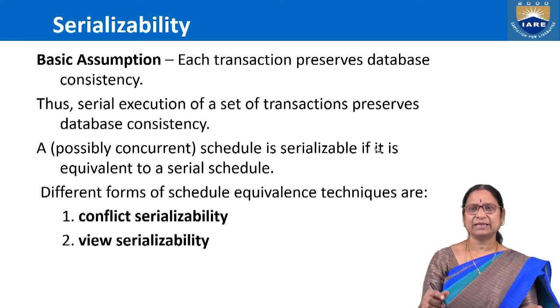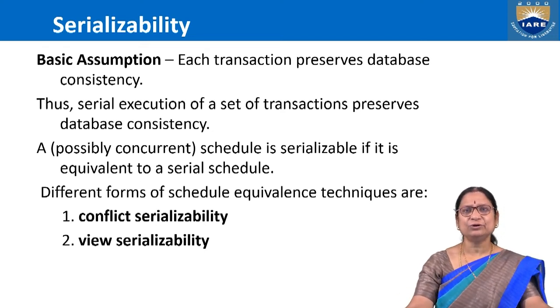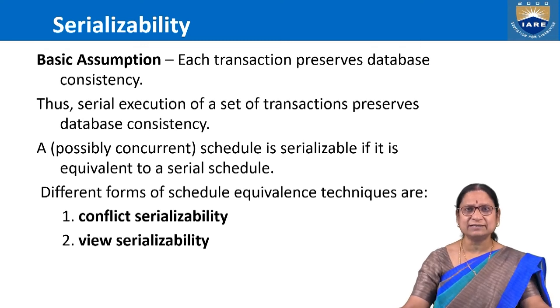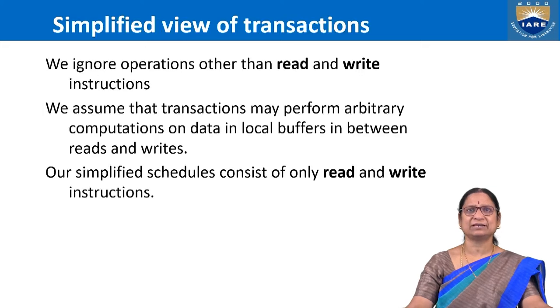So for any concurrent transaction schedule, we have to check whether it is equivalent to any one serial schedule or not. If you are able to prove it is equivalent to a serial schedule, then automatically that schedule is a serializable schedule, which leaves our database in a consistent state. There are 2 techniques to check whether such a concurrent schedule is equivalent to a serial schedule or not: conflict serializability and view serializability. By using these 2 techniques, we can verify whether any concurrent transaction schedule is serializable or not.